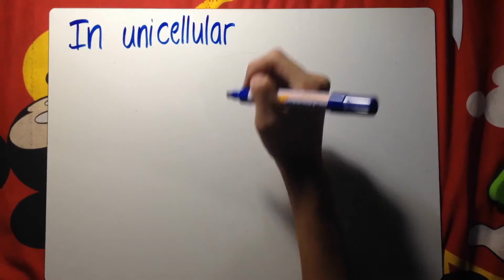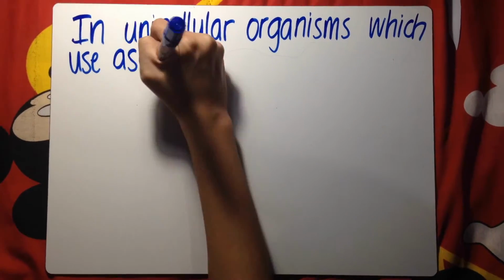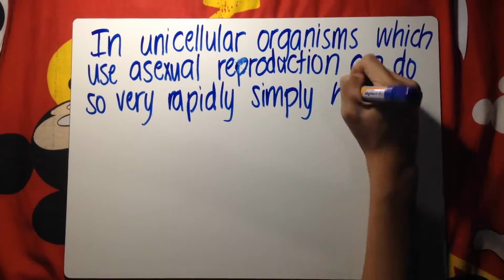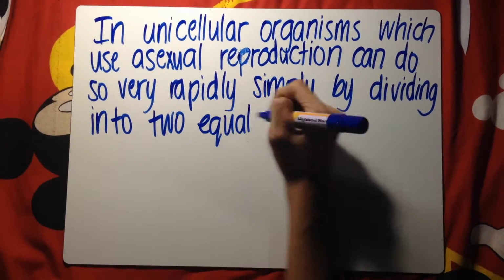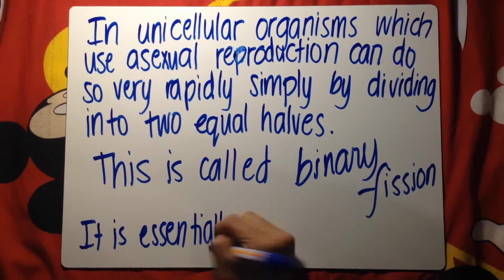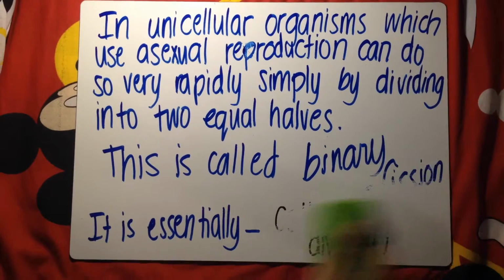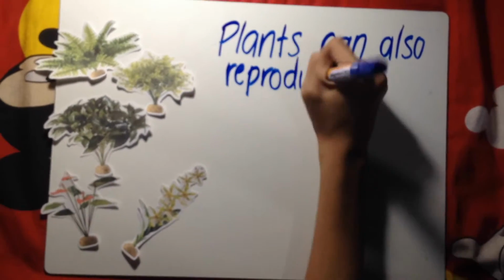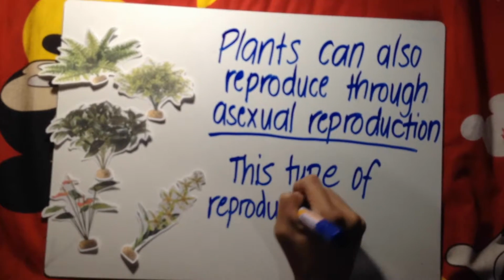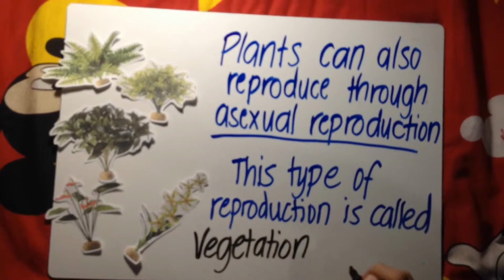Unicellular organisms, which use asexual reproduction, can do so very rapidly, simply by dividing into two equal halves. This is called binary fission. It is essentially cell division. Plants can also reproduce through asexual reproduction. This type of reproduction is called vegetative propagation.